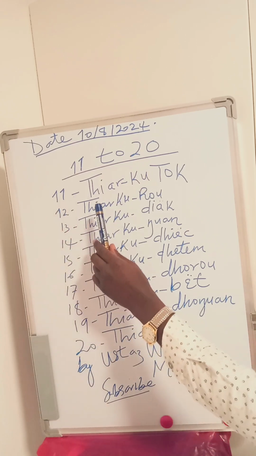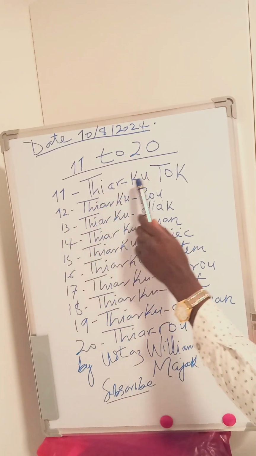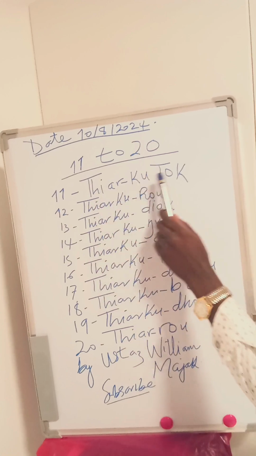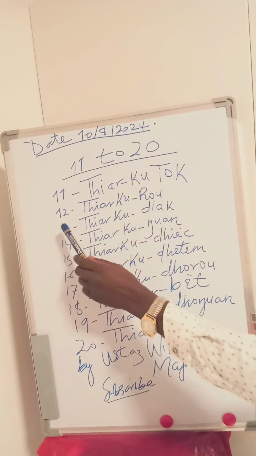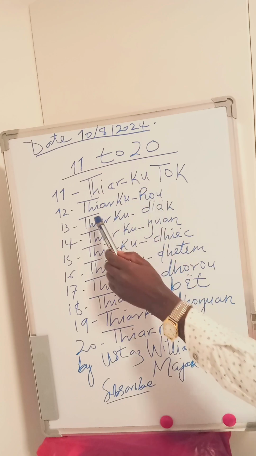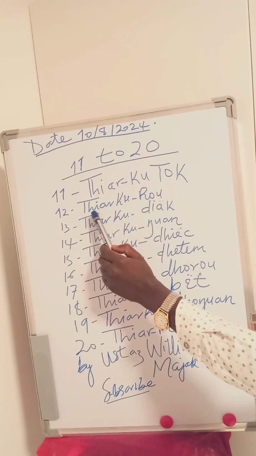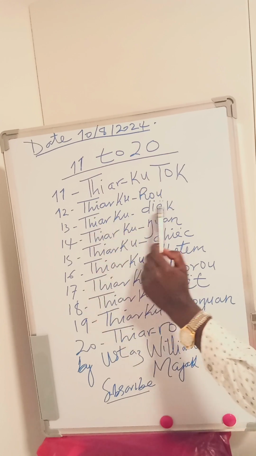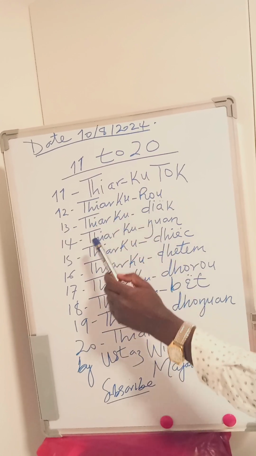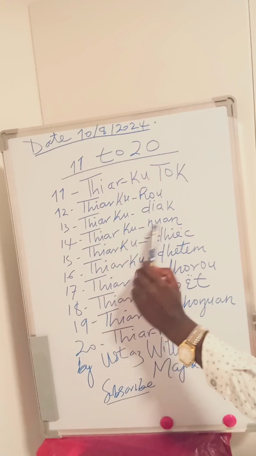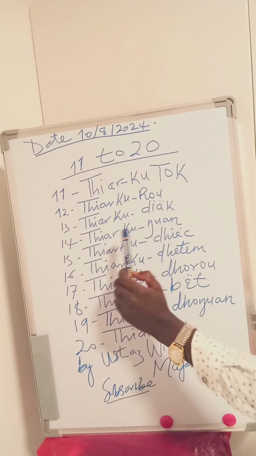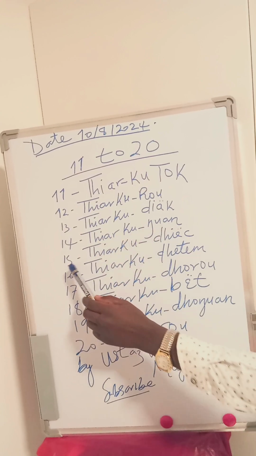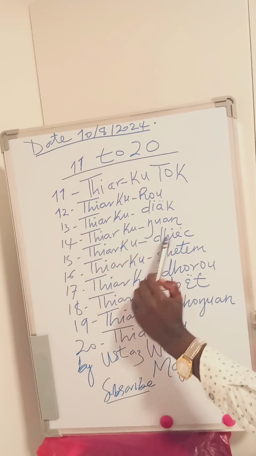11 in Dinka is Tiar Kutok. Tiar Kutok. 12 Tiar Kuro. Tiar Kuro. 13 Tiar Kudiak. Tiar Kudiak. 14 Tiar Kungwan. Tiar Kungwan. 15 Tiar Kudich.